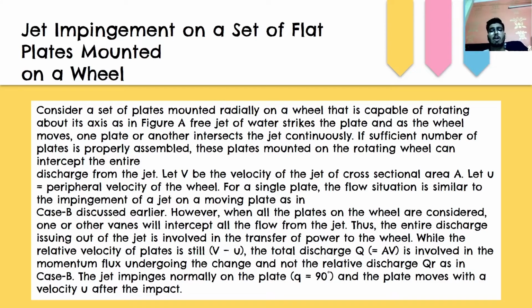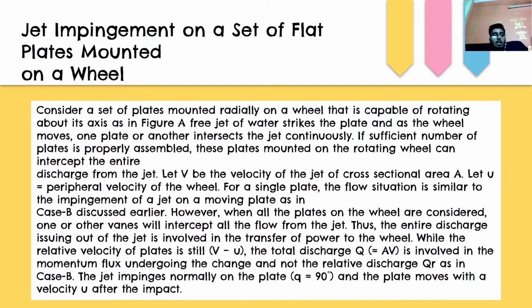Let V be the velocity of the jet of cross-sectional area A, and U be the peripheral velocity of the wheel. For a single plate, the flow situation is similar to the case discussed earlier. However, when all the plates of a wheel are considered, one or another vane will intercept all the flow from the jet. Thus, the entire discharge issuing from the jet involves the transfer of power to the wheel, while the relative velocity of the plates is still V − U, and the total discharge is equal to AV, which is area into velocity.